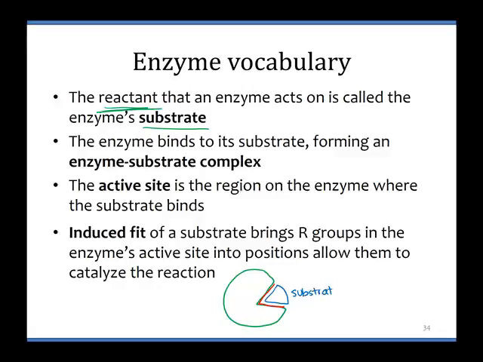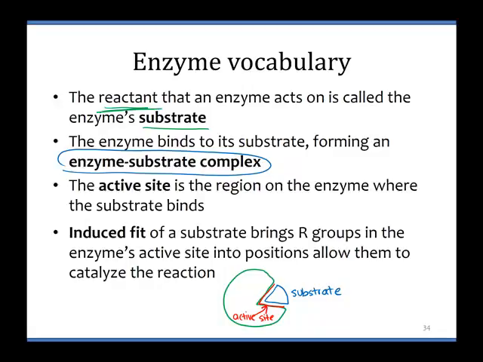As soon as a substrate binds to or attaches to that special area of the enzyme, we have a big group of enzyme and substrate. We call that the enzyme-substrate complex. And that area that I highlighted in red previously that actually binds to the substrate, that's called the active site of the enzyme. So that's the part of the enzyme that actually attaches to the substrate.